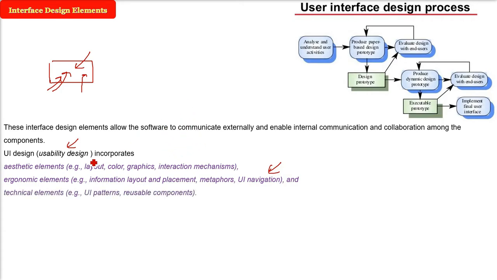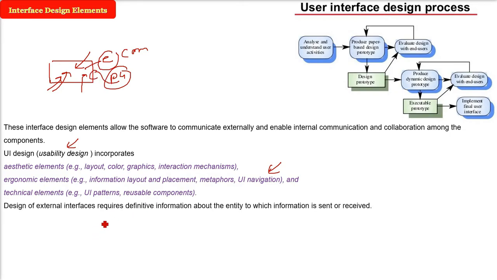Technical elements, that is those components or patterns which are already there. How to use it, where to use it, and what to use it for if it is there. For example, in e-commerce, the payment gateway is already there, so it can be used. It is a technical element. So the design of external interfaces requires definitive information about the entity to which information is sent or received. Okay. An interface is actually modeled in the same way we model a class.